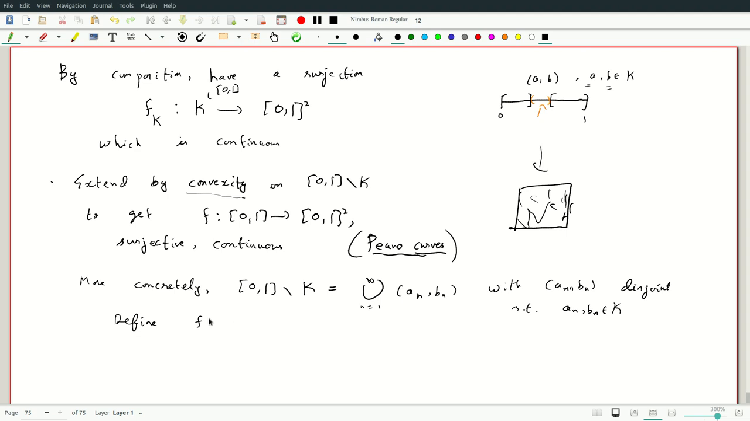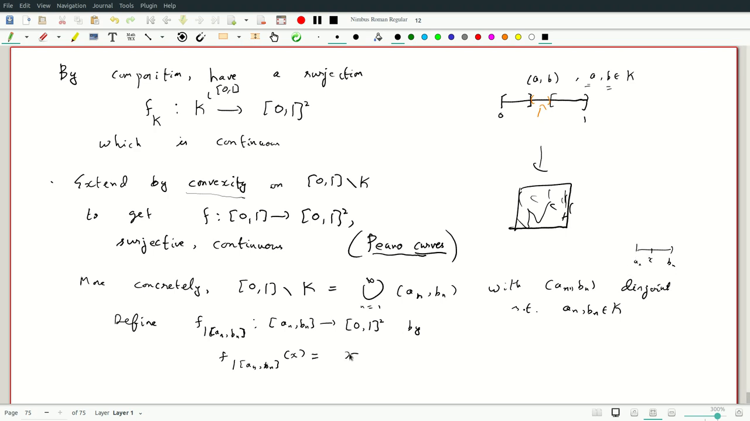Define f restricted to the closed interval [a_n, b_n] to the set [0, 1] squared, which note is a subspace of the vector space, by f restricted to [a_n, b_n] of x equals, we have to see where the position is. So (x minus a_n) by (b_n minus a_n) will tell you how far you are along that interval. So here's x, here's a_n, here's b_n. So we want to take convex linear combinations, and so when x is a_n, we want it to be f of a_n, and when x is b_n, we want it to be f of b_n.